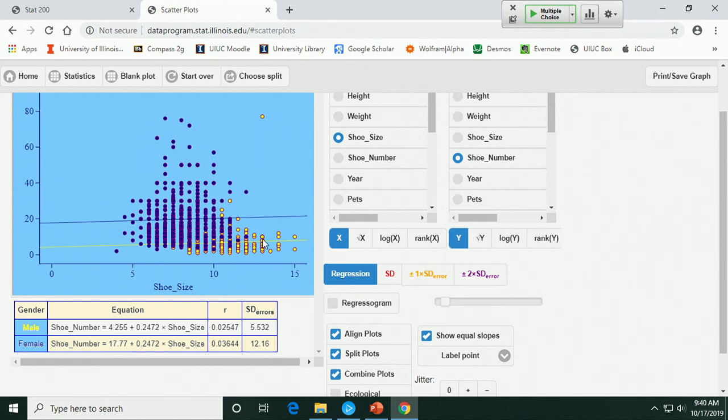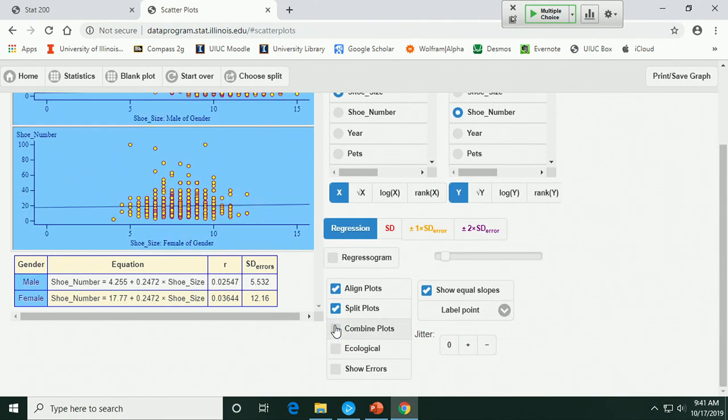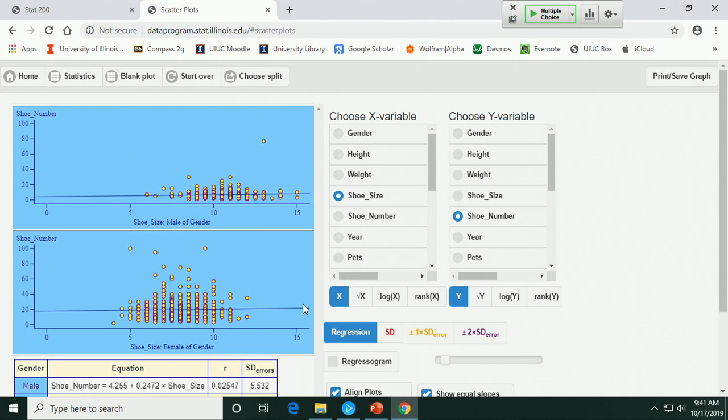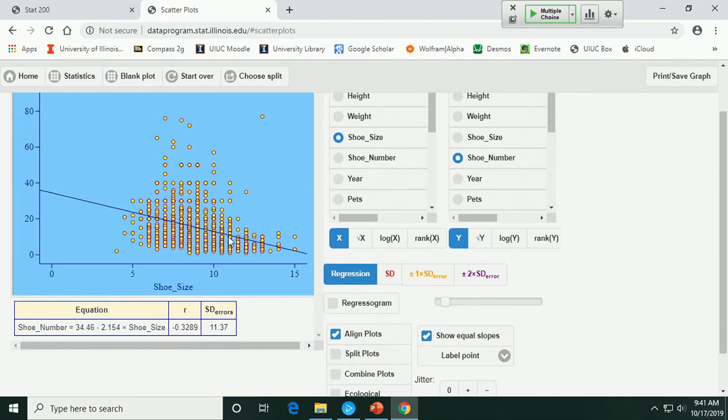So when we split, that strong negative correlation that we saw here goes away. So you were right. That was the confounder. Whoever said that gender is the confounder. So let's show that. Let's write it down. Let's go back to our document camera.